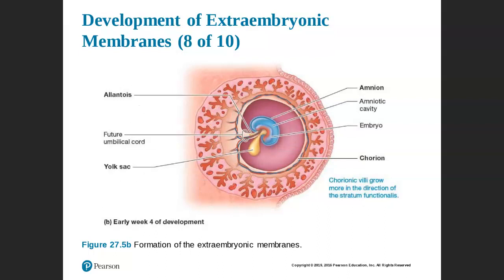So here's the chorionic villi growing more into the direction of the stratum functionalis. Okay, again, here's the amnion, the amniotic cavity, the yolk sac, the allantois, which becomes the umbilical vessels, and the developing embryo.